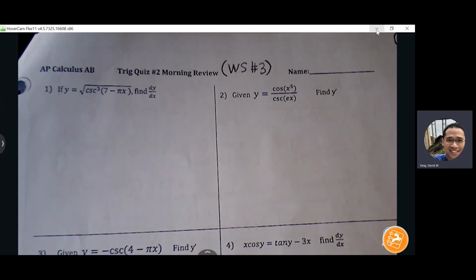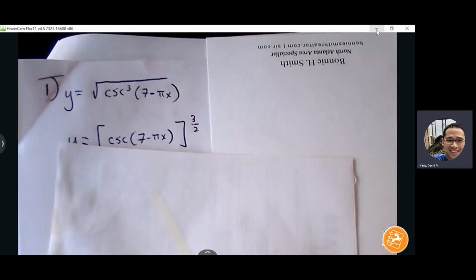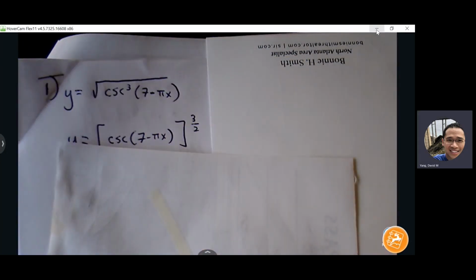Okay, so that 3 is going to do something and that square root is going to do something. If we merge that together, that's raised to the power of 3 over 2. Okay. So there's an imaginary 2 here, right? Square root, imaginary 2. Just like if I gave you square root of x cubed, you'd write it as x to the 3 halves. Same thing here.